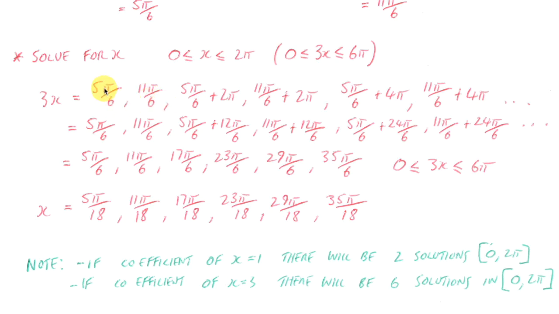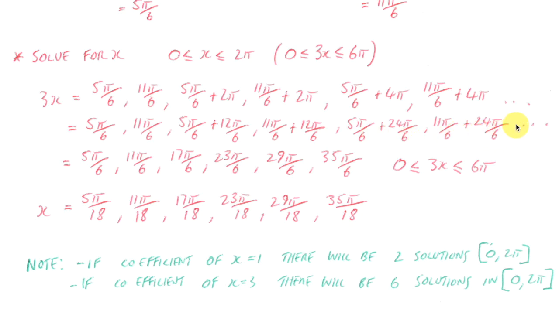So I add multiples of 2 pi to 5 pi on 6. So that gives me this and this. And now if I look at the 11 pi on 6, I need to add multiples of 2 pi to that. So that's done here and here. And I can continue on. Now the next multiple of 2 pi that I'd be adding would be adding 6 pi to it. And if I'm only after between 0 and 6 pi, then clearly that's going to be beyond what I need.